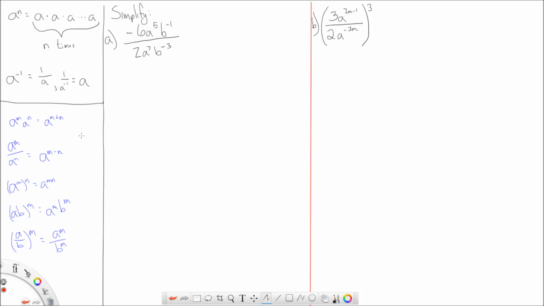Hey guys, today we're going to be looking at P.2, which is about integral exponents. So the first thing to remember is that a to the n, where n is just some integer, is a times a times a times a, n times. We also have the definition that a to the negative 1 is 1 over a, and 1 over a to the negative 1 gives us a. And from these two definitions, we get these 5 properties down here.